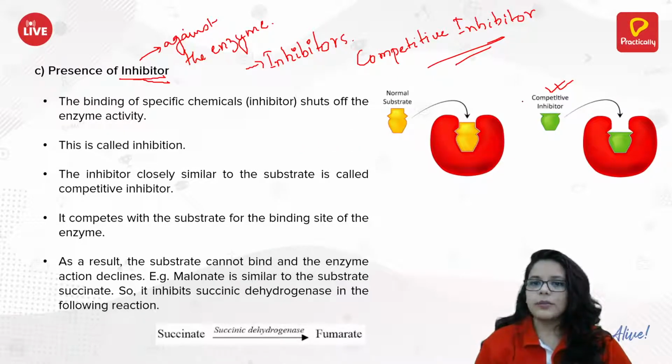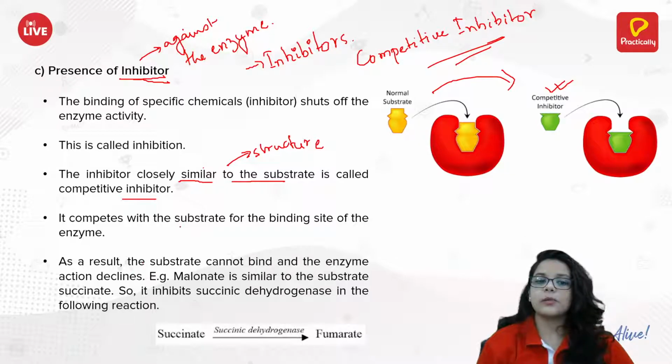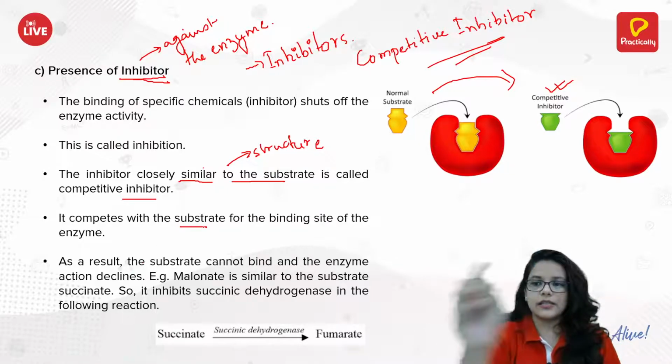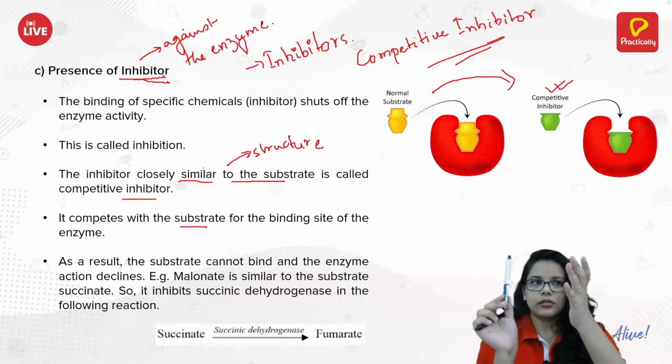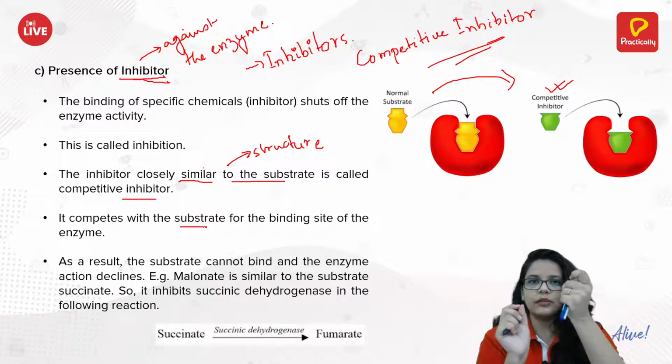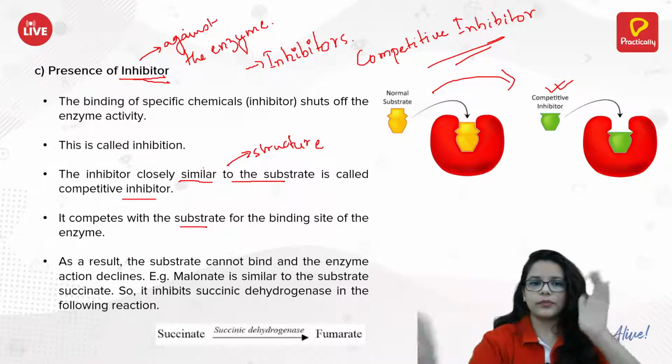Why? Because in place of the substrate, the inhibitor comes and sits. So the reaction is done for. An inhibitor closely similar to the substrate in structure is called a competitive inhibitor. It competes with the substrate. Instead of this, I get this and it attaches. So the inhibitor has won and it will stop the reaction.